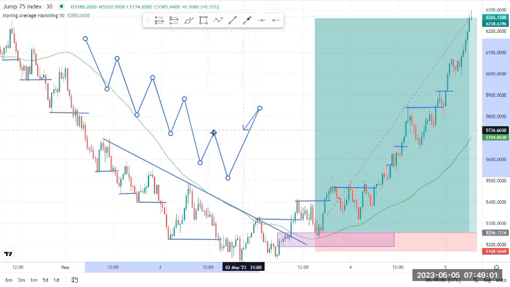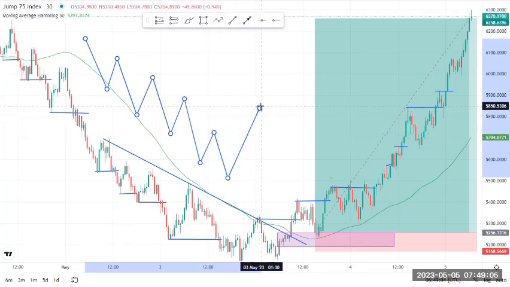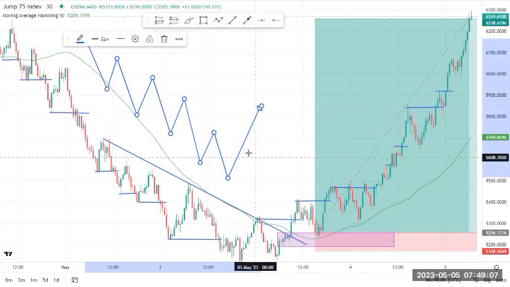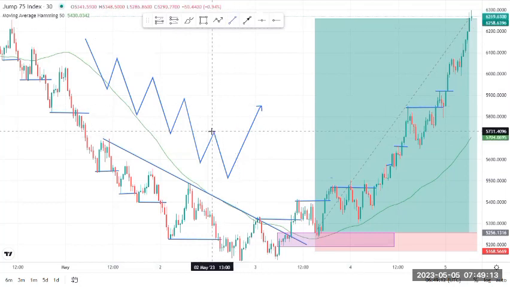You can see that price took out this high, right? Price has taken out this high. That is what we call change of character. I don't know if you understand it now. Whenever price takes out this high, that's what we call change of character.